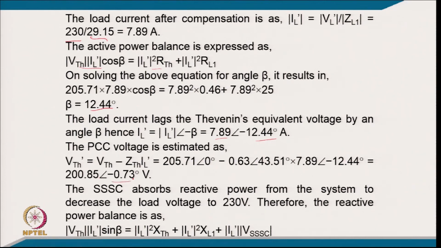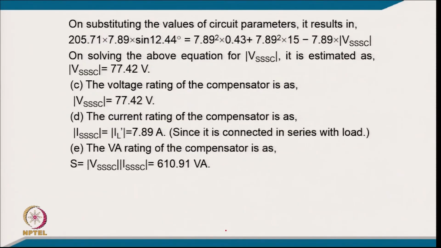So, it comes typically 200.89 volt at the angle of minus 0.73 degree, and the series compensator absorbs reactive power from the system to decrease the load voltage to 230, and therefore the reactive power is calculated from here. So, putting the values, we get the series compensator voltage of 77.42 volt, and that is the voltage rating of the compensator. The current rating of the compensator is the load current rating, that is 7.8, and multiplying these two gives the VA rating of the compensator, that is 610.91 VA.